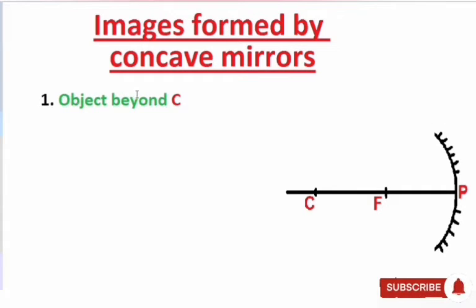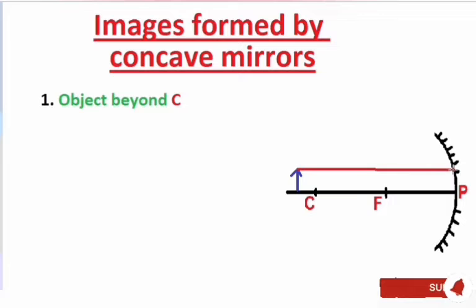So the first part is object beyond C. So I'm going to draw an object that is beyond C. If I place an object here beyond C, I need to indicate the direction. The direction of the object must always be upright, or you can do it inverted and you get an upright image, because the image is going to always be inverted. Now let's draw a ray that is incident from the tip of this. Draw a ray that is parallel.